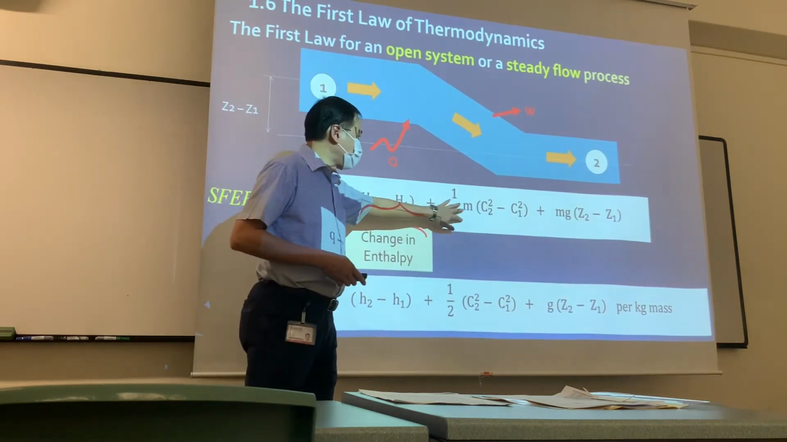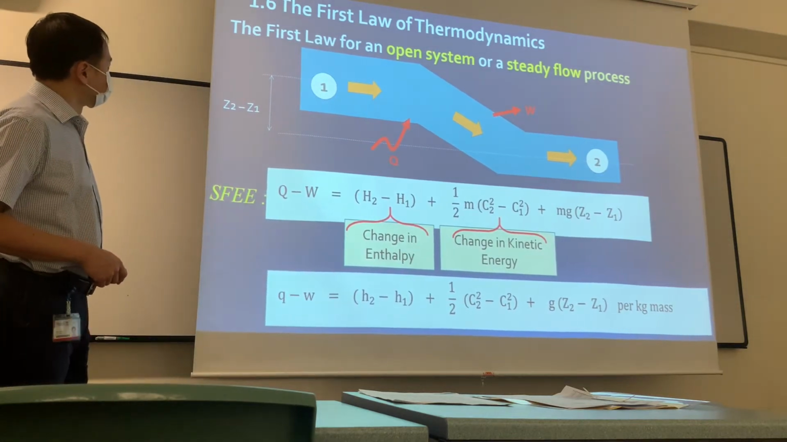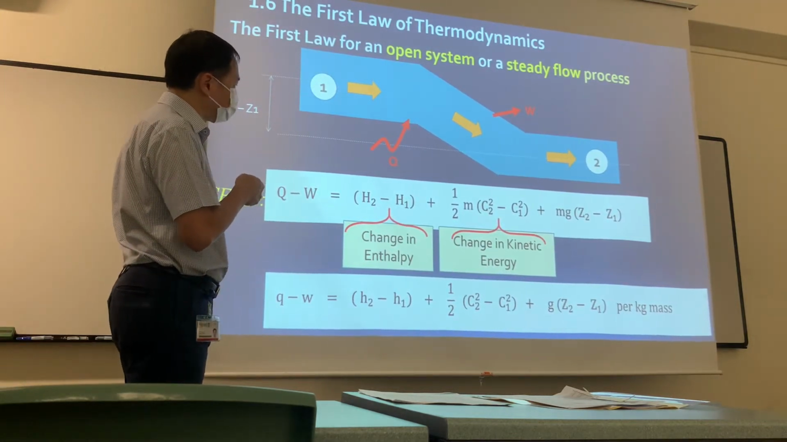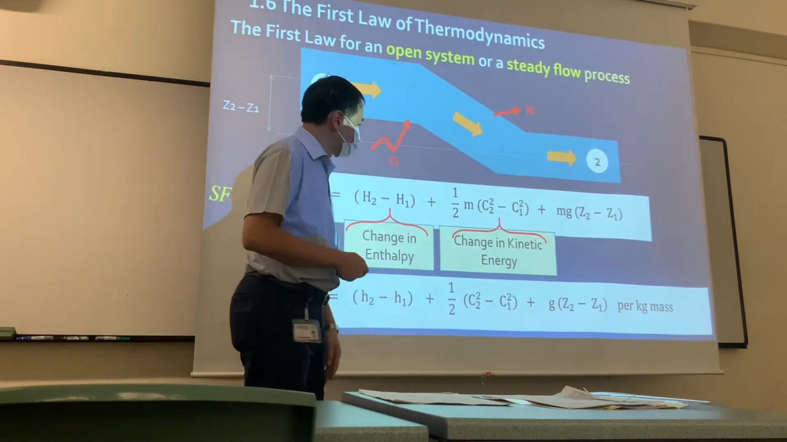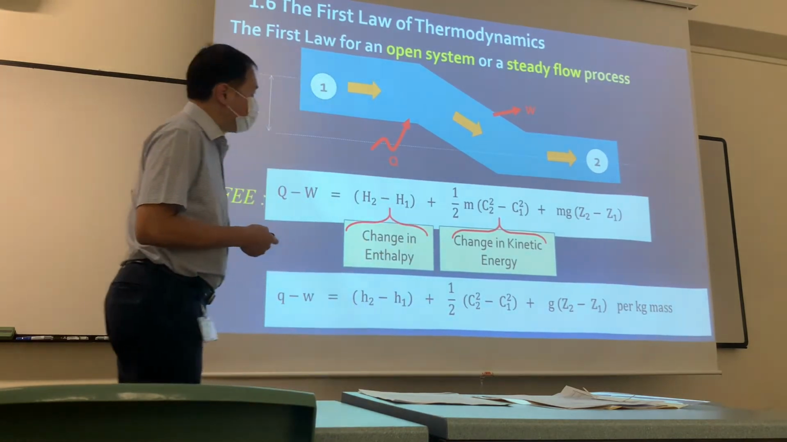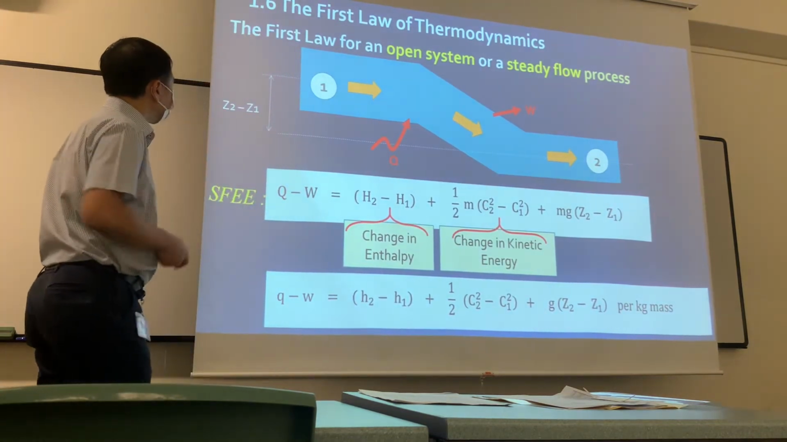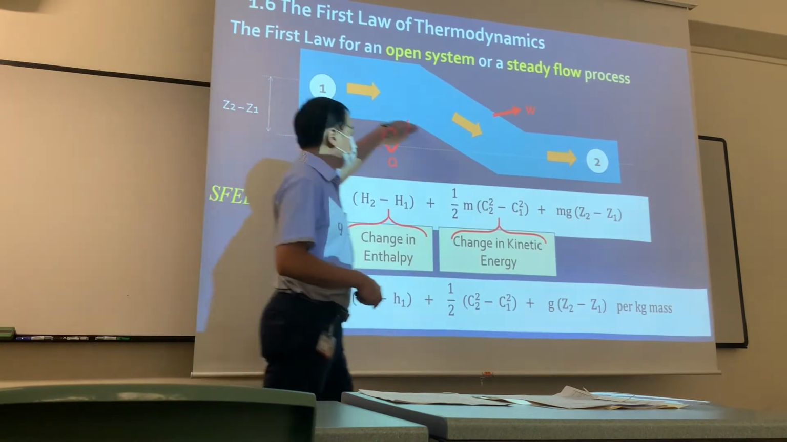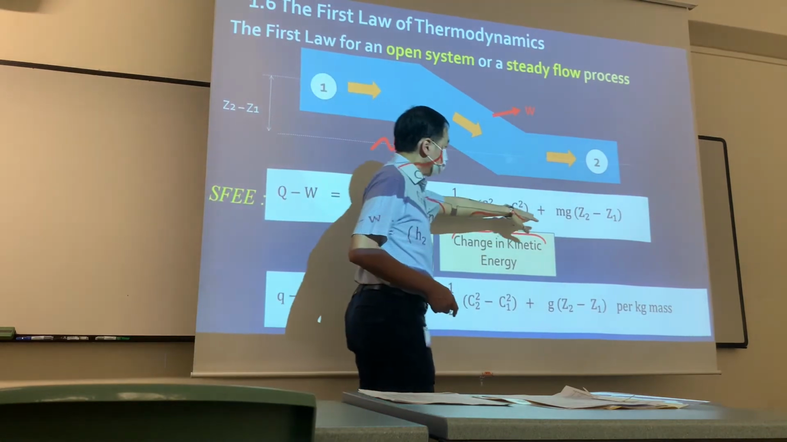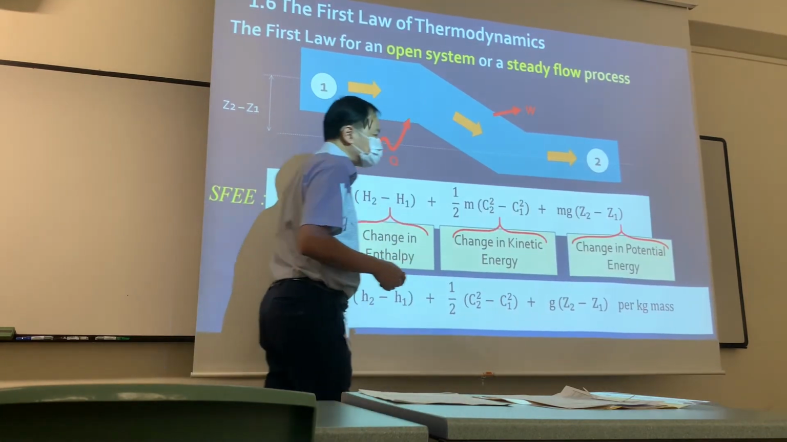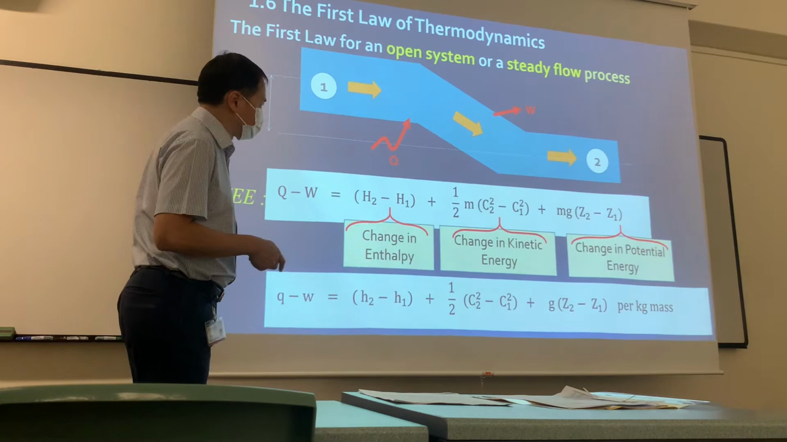Then this half m (C2 squared minus C1 squared). Why is this? It has something to do with the velocity. Let's say the flow comes in at velocity C1 and goes out at velocity C2. So there's a change in the velocity, so there will be some change in the kinetic energy. Velocity is related to the kinetic energy. If there's a change in height, from a higher location to a lower location, this change in height results in the change in potential energy. This Z refers to the height, the change in height, Z2 minus Z1.